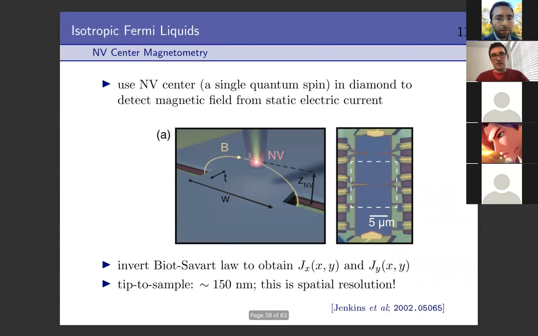So we hover this device about 150 nanometers above our sample, and this sets our spatial resolution to be about 150 nanometers. So you can think of this NV center as kind of like a camera. We scan it, 1 pixel at a time over the device, and we read out what the current flow is.